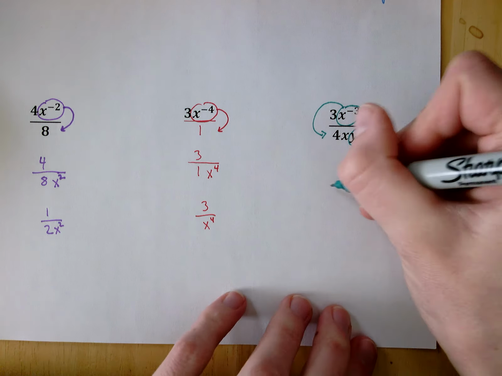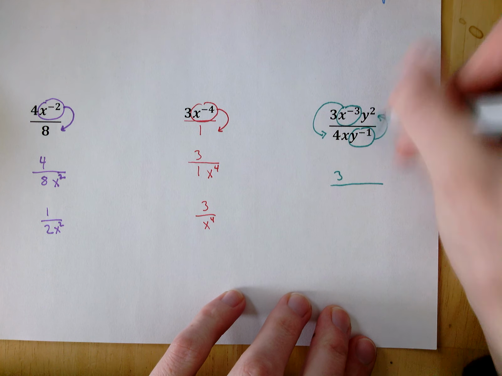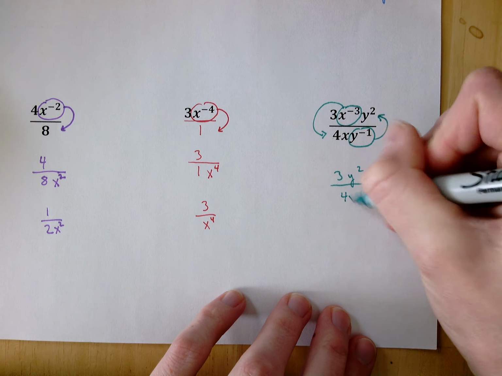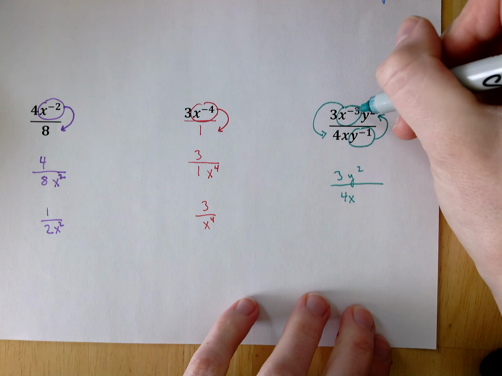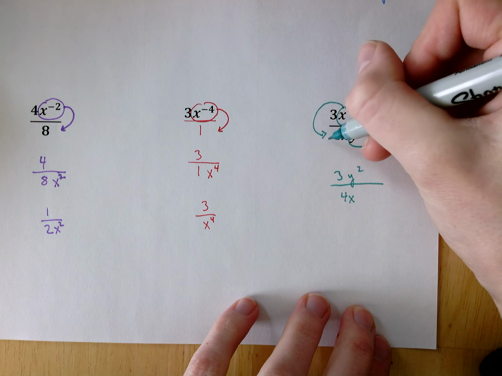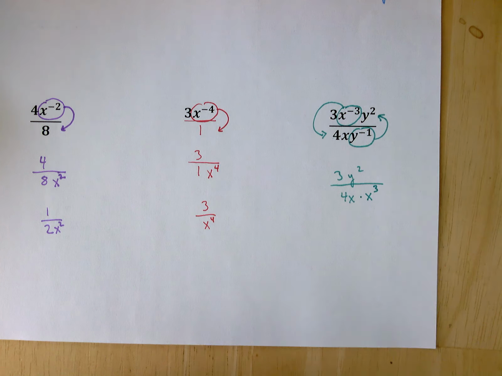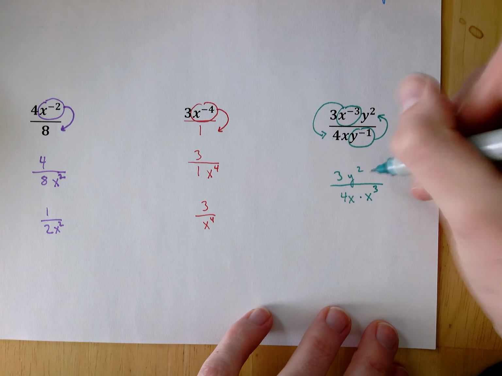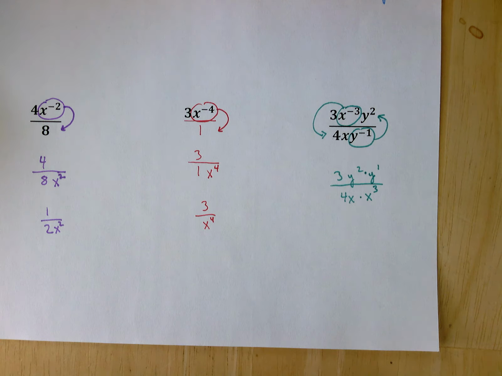Okay, so let's carefully rewrite this. So the 3 stayed put. Okay, the y squared stayed put. The 4 and the x in the bottom stayed put. So that stuff is all exactly where it was. Now this guy, he's going to move to the bottom. So down the bottom, I need to write an x to the positive 3. And this guy, he is going to move to the top. So up top, I'm going to need to write a y to a positive 1.